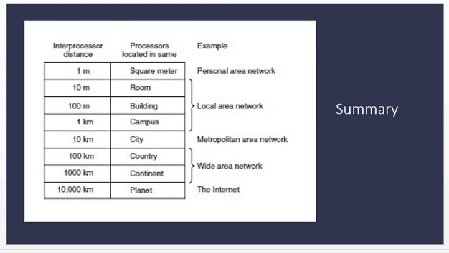So this can summarize the various network classifications that we've looked at so far, from personal area networks to local area networks to MAN to WAN and to the internet.